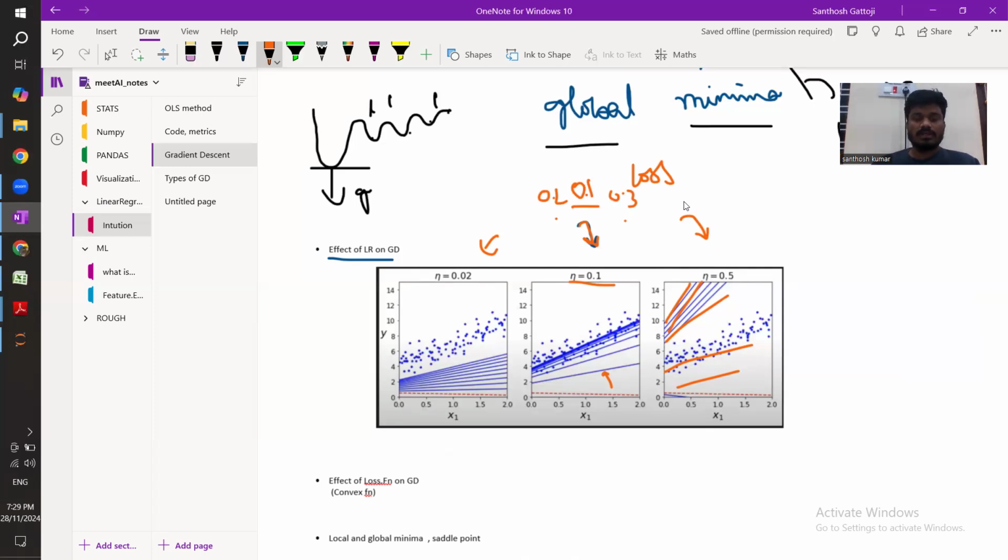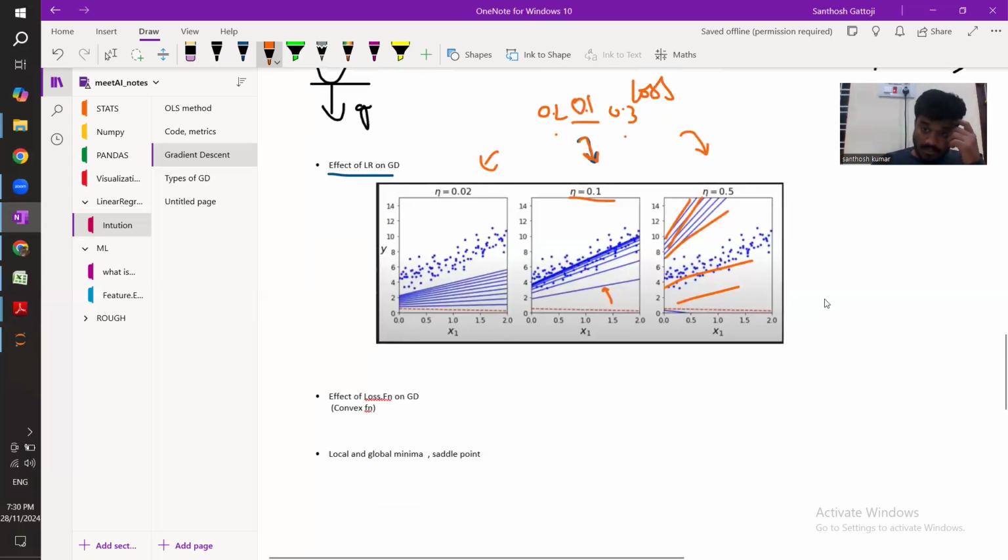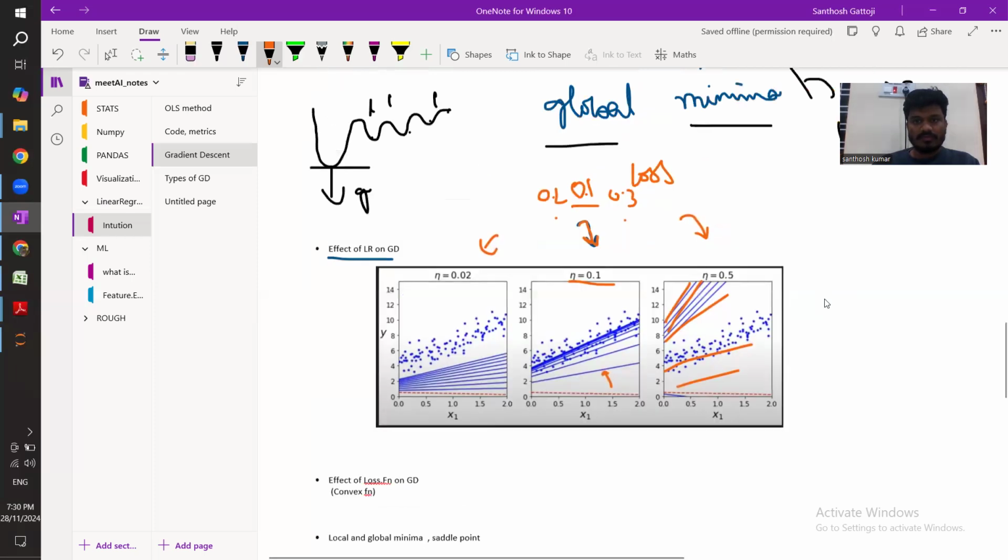But that is the overall effect of learning rate on gradient descent. The main concept is the same: every time you change the values of M and B, you get a new line and new loss, and then new M and B, and you keep on changing, finally reaching the solution. Okay, that is one thing. Now, in yesterday's discussion before closing, we discussed a few things, right?